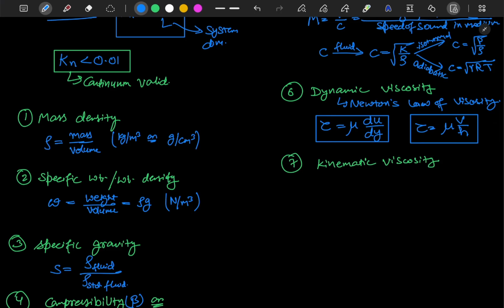Okay, dynamic viscosity is your mu, and kinematic viscosity is denoted by nu, and this is basically your dynamic viscosity upon density.